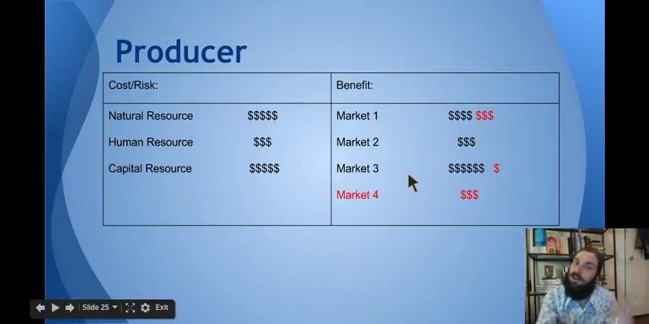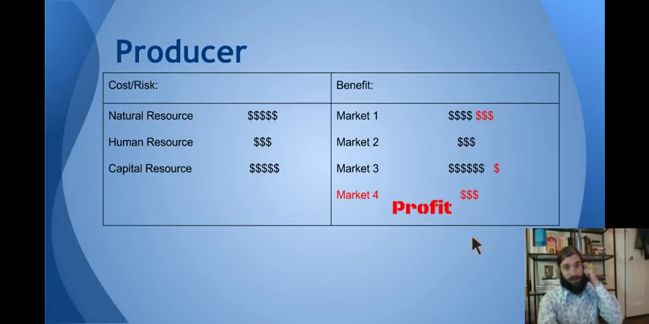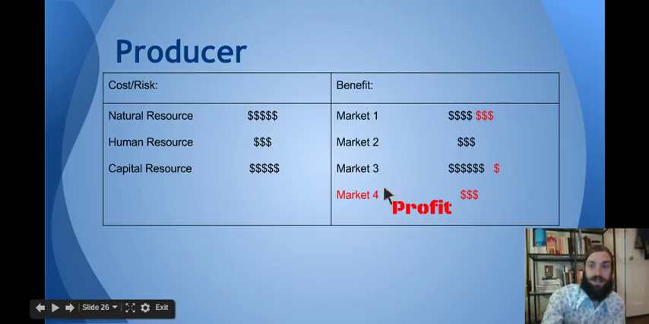So you want to find new markets and sell more than you need to just to break even so that you make extra money. That extra money that you make is called a profit. Okay? That is why businesses go into business, is to make the profit.